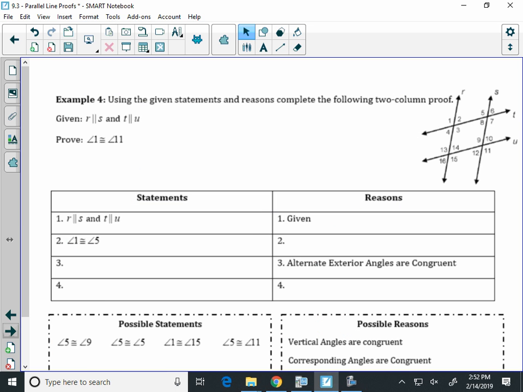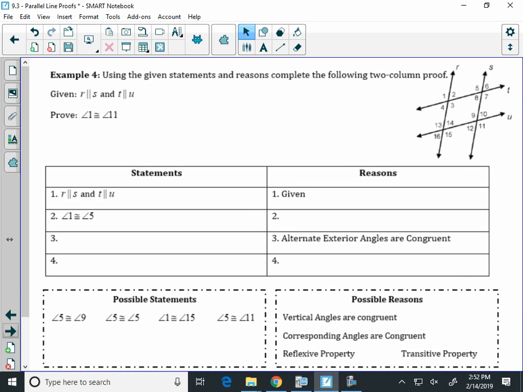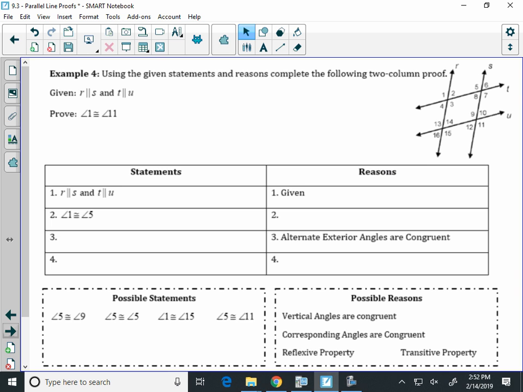Okay, we have one more. Take a look at example 4. We have a double parallel line proof, but the concept is exactly the same. You still put your given first, so we were given that RS is parallel to TU, and that's given. We know our last statement is what we're trying to prove, which, sorry, I think I meant to type that in there for you. So just write it in. Angle 1 is congruent to angle 11.